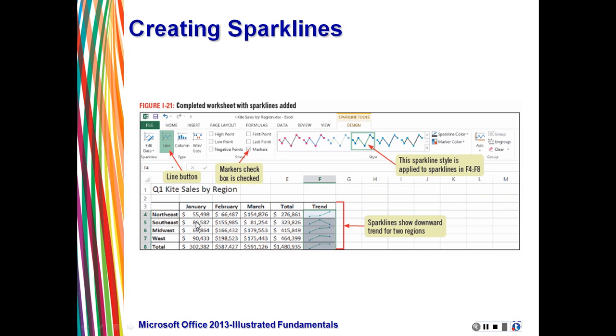One more example for the Southeast: it started at 86,000 in January. We jumped way up to 155,000 in February, went to the high point, and then started a downward trend for March, where we only had 81,000 in sales, and you can see the line trends back down. This is a good way, particularly if you have several rows of data and you need to know what the trend is, to plot that trend without adding a huge chart to the right. You can look row by row, column by column, region by region, whatever the need is. So that's sparklines. They're very useful, and you'll see these in your tutorial.